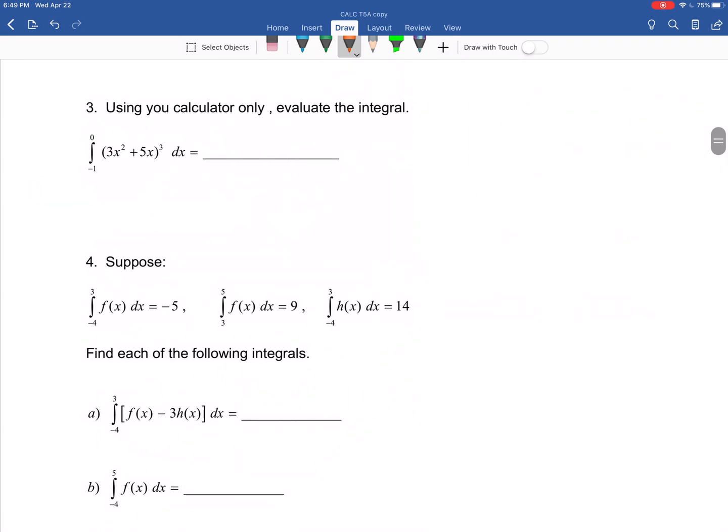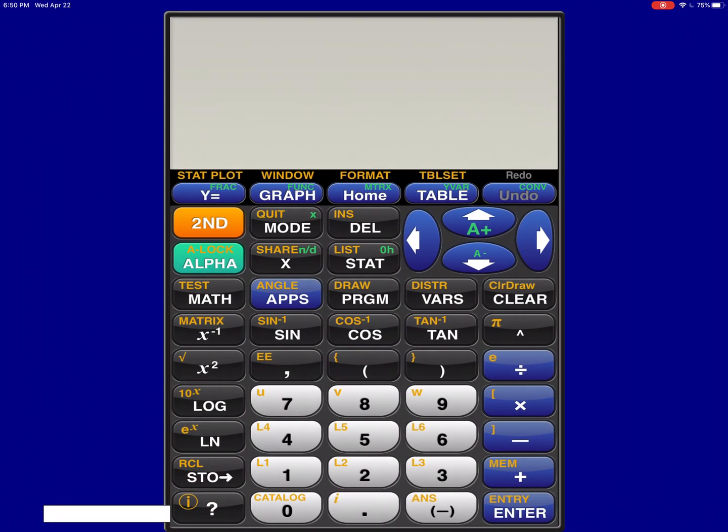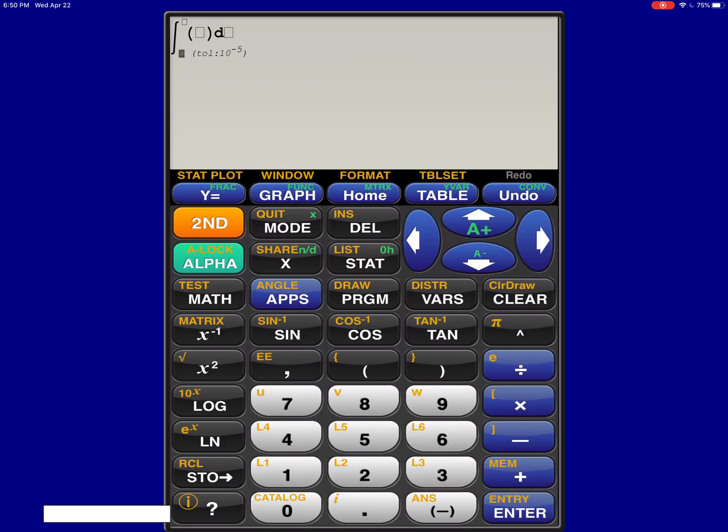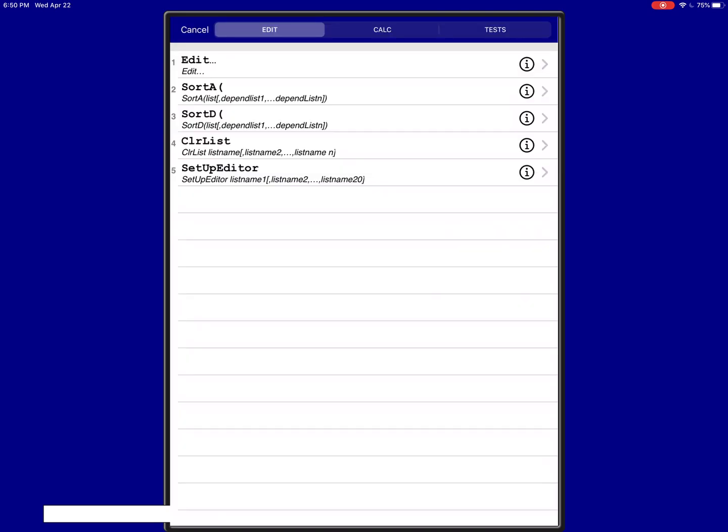Okay, calculator only. Let's go. -1 to 0, 3x squared plus 5x, then the whole thing raised to the third. Okay, let's go right here on our calculator. We go math, number 9. -1 to 0, then our equation inside, 3x squared plus 5x. In fact, we're going to have to do some parentheses.